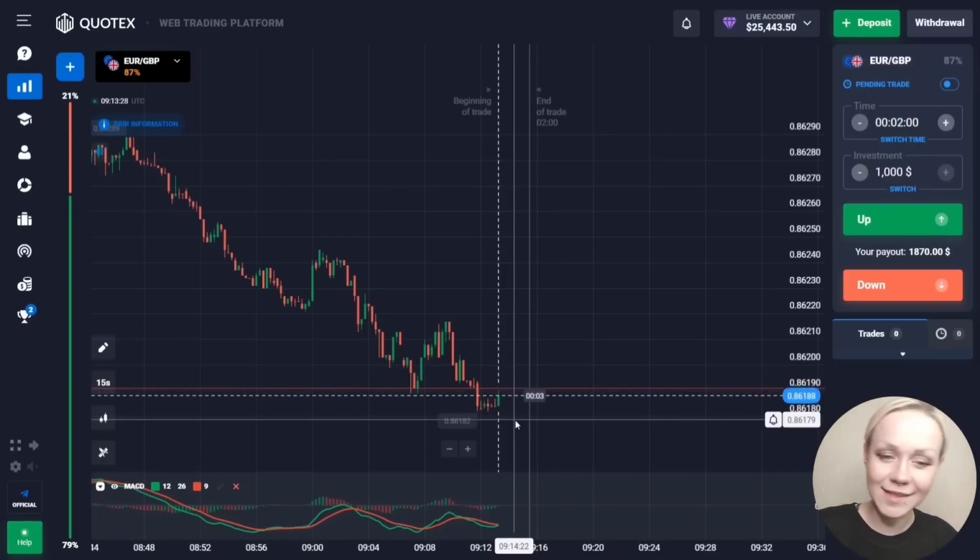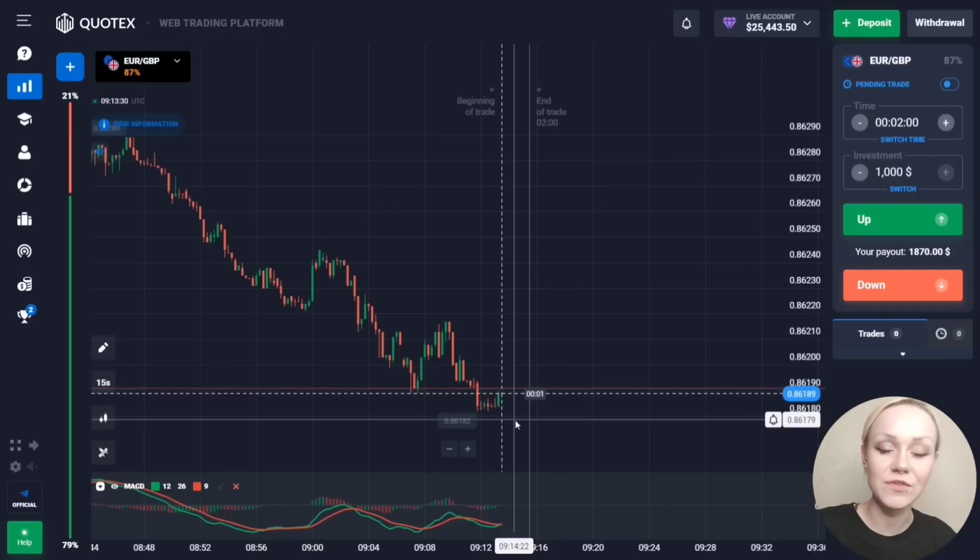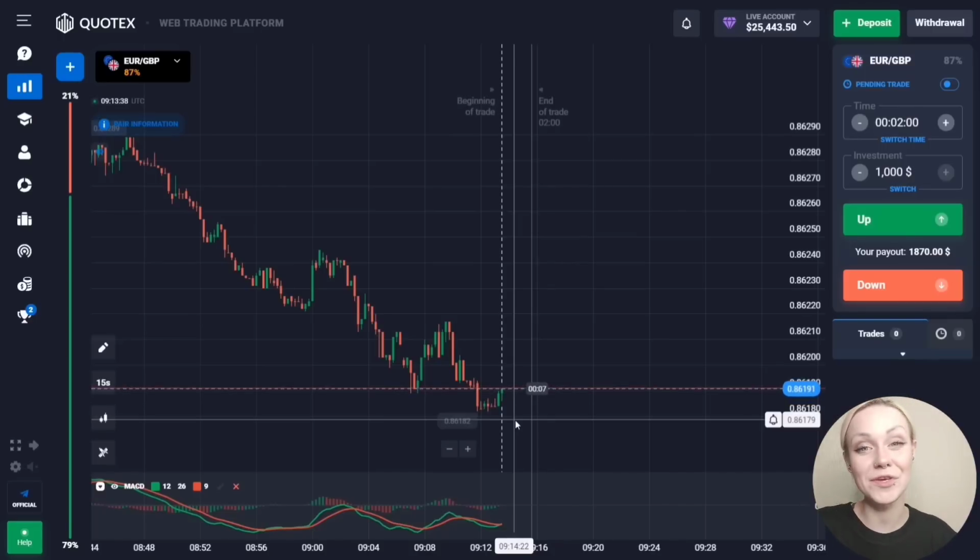Just try to connect this indicator yourself and look for similar cases in the market. Trade and train as much as possible, gain your own experience, and it will work for you.